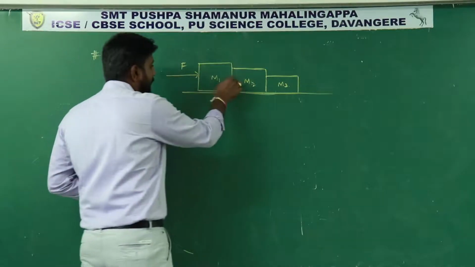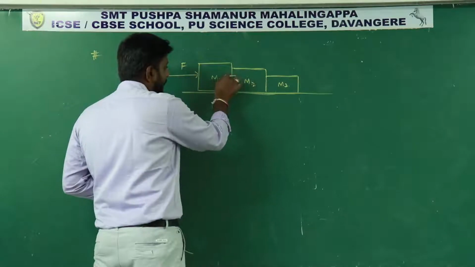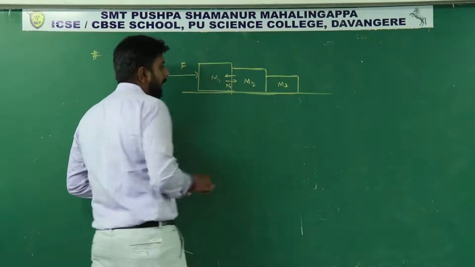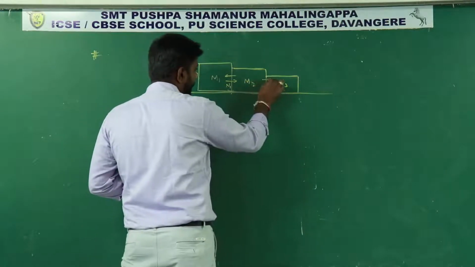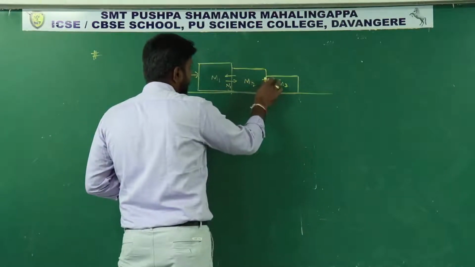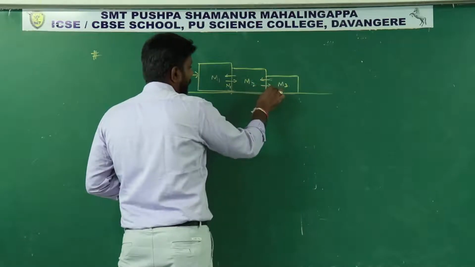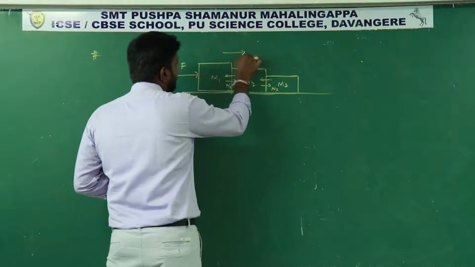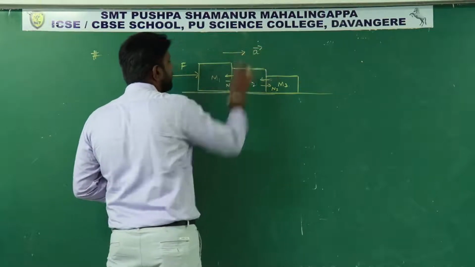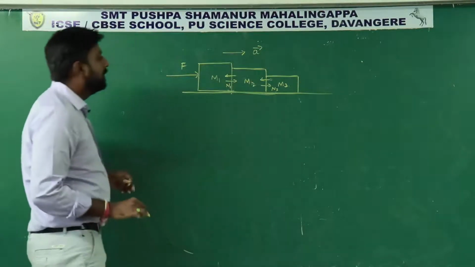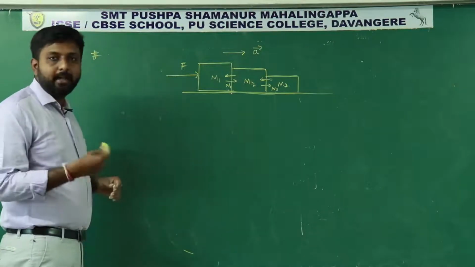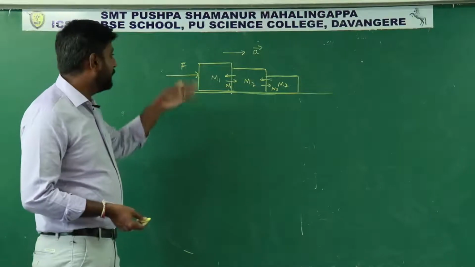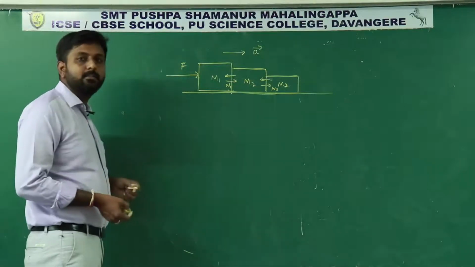Again, the normal force between M1 and M2, let us take it as N1, and the contact force or normal force between M3 and M2, let us take it as N2, and the system is moving with some acceleration in this direction, that acceleration is A. We have to find the acceleration and the N1 and N2 values. We will see what the N1 and N2 values and the acceleration of the system are.